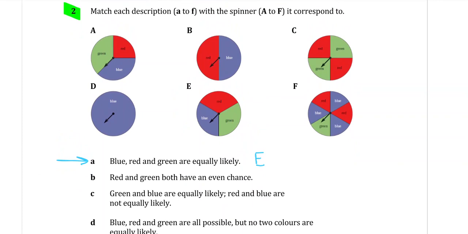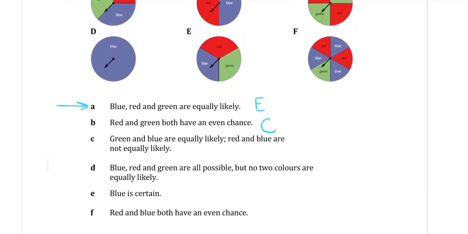Part B says red, green, and blue, sorry, it's just red and green. Red and green both have an even chance, so there's actually no blue at all. And if you look at C, you can see half the pieces are red and half the pieces are green, so that's an even chance. So that will be C. See if you can match the rest of those spinners to the descriptions.